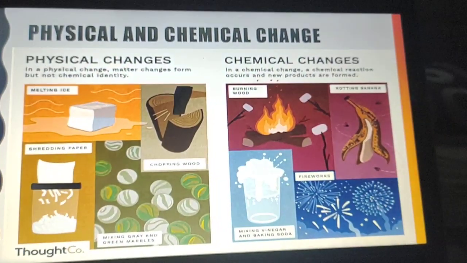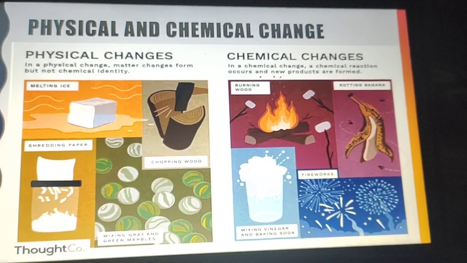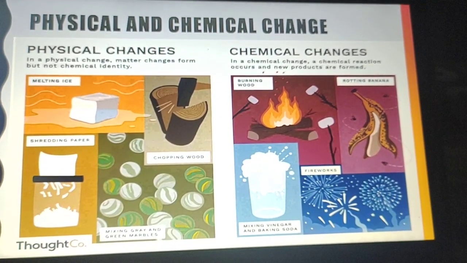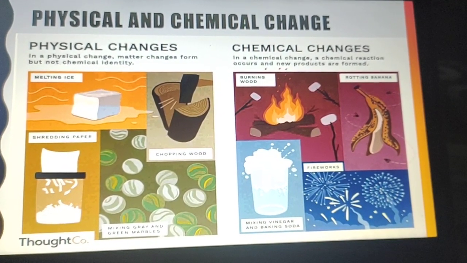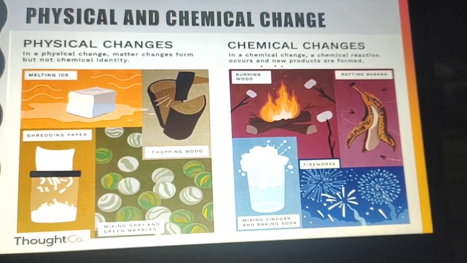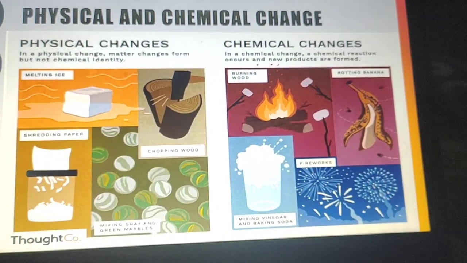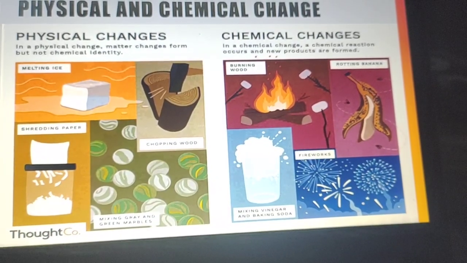These are the physical and chemical changes. So the next topic is physical and chemical changes. In a physical change, matter changes form but not chemical identity, whereas in a chemical change, a chemical reaction has to take place to form a new product.